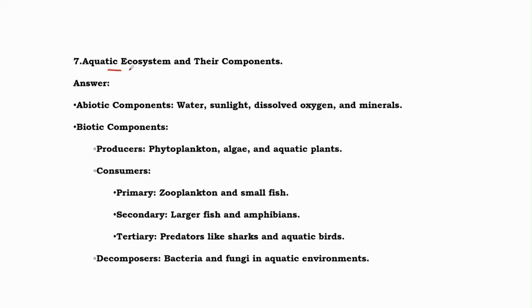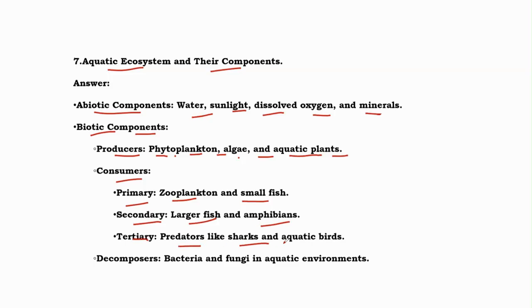Then you have aquatic ecosystem and its components. Abiotic components like water, sunlight, dissolved oxygen and minerals. Biotic components are producers that are phytoplankton, planktons, algae and aquatic plants. Consumers are primary, zooplanktons and small fishes, secondary, large fish and amphibians, and tertiary is predators like sharks and aquatic birds. Decomposers: bacteria and fungi in aquatic environment.